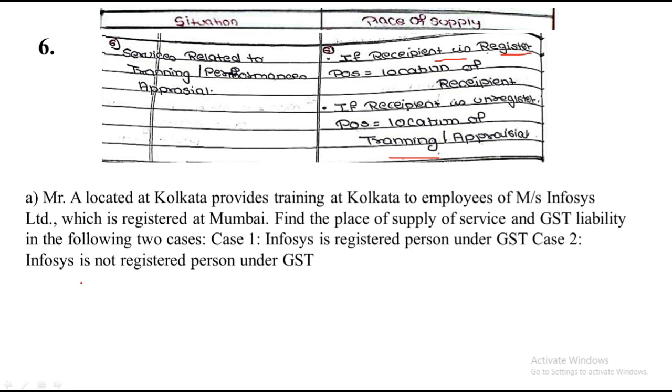As per the rule, if the recipient is registered, the recipient location will become his place of supply. But if the recipient is not registered, then the place where the event took place will be the place of supply. So if Infosys is registered, Mumbai, because that is the recipient location, will be the place of supply. And second, what will be the place of supply if Infosys is not a registered person? Again, the place where the training took place, that was at Kolkata, will become your place of supply.